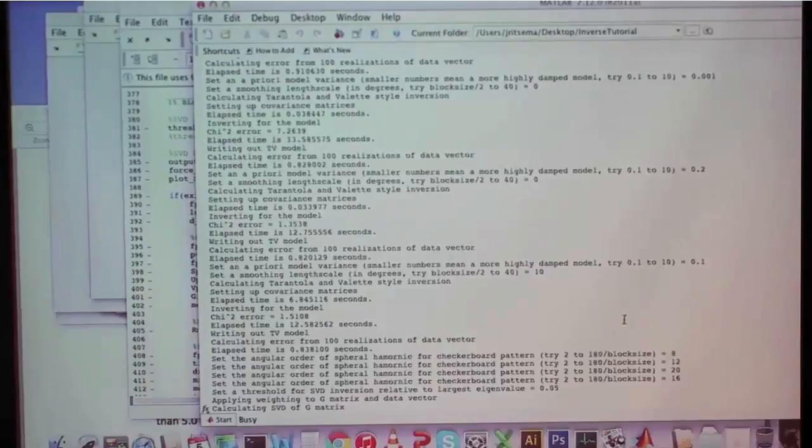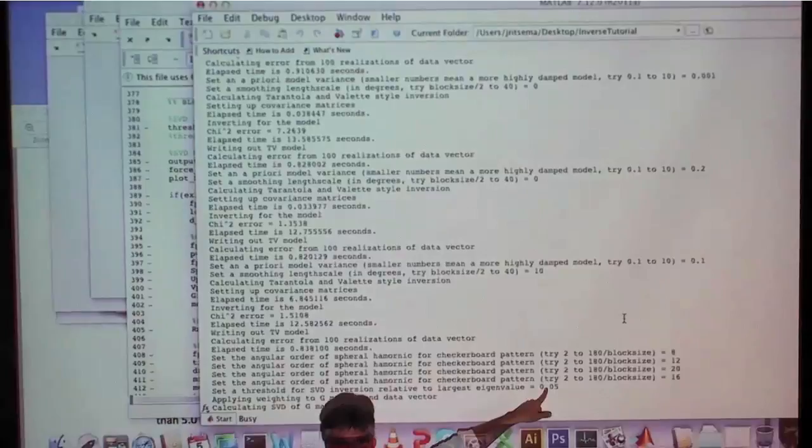So if you have it already, you may want to just try it again and make this number 0.2 and tell me what you see. Smoother, right? Simpler, smoother. Why?